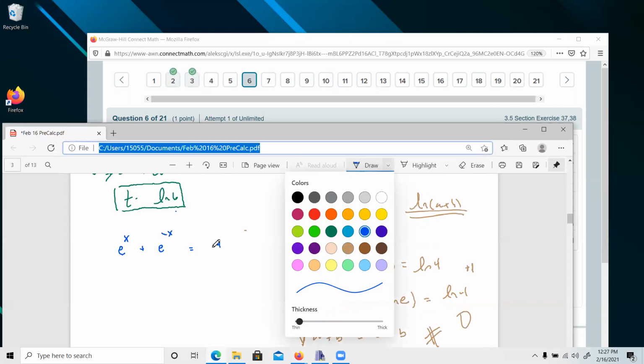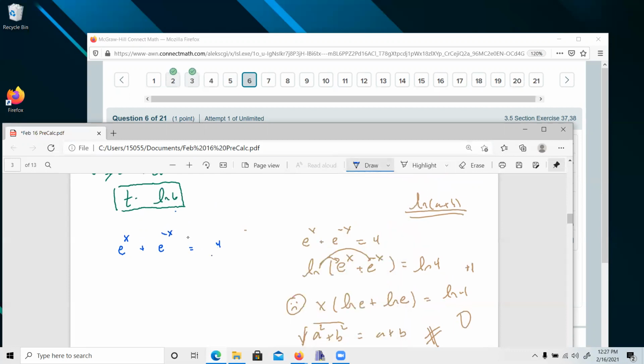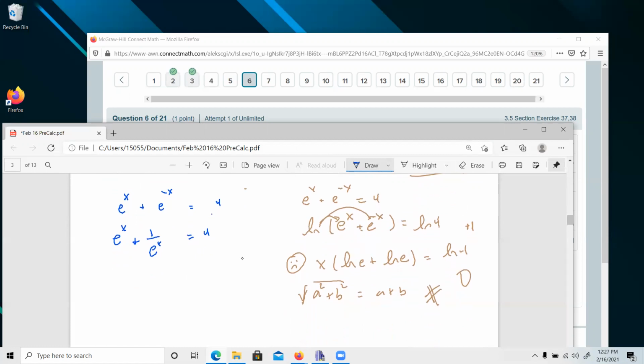Well, you can look at this e to the negative x and say, wait a minute, that's a fraction. That's e to the x plus 1 over e to the x is equal to 4. What do we do with fractions? Well, we clear them, because who wants to keep the fraction around? So we're going to multiply everybody by e to the x, because that's going to clear that fraction.